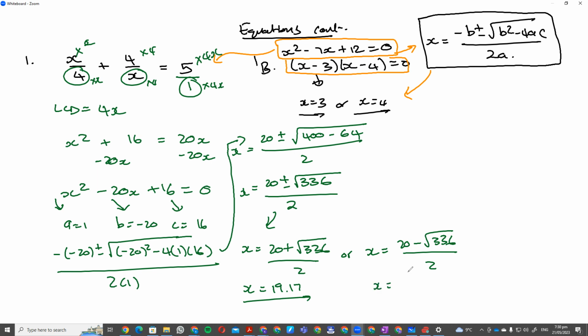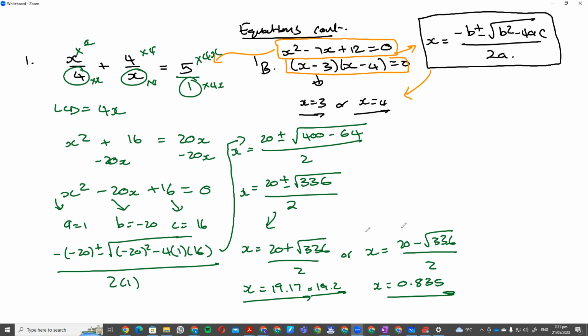And in the other instance, if I take 20 minus that and then divide by 2, it comes to 0.835. Let's say to 3 significant figures, I could make this into 19.2, let's say. It could become that as well. Okay, so those are my 2 possible solutions for this.